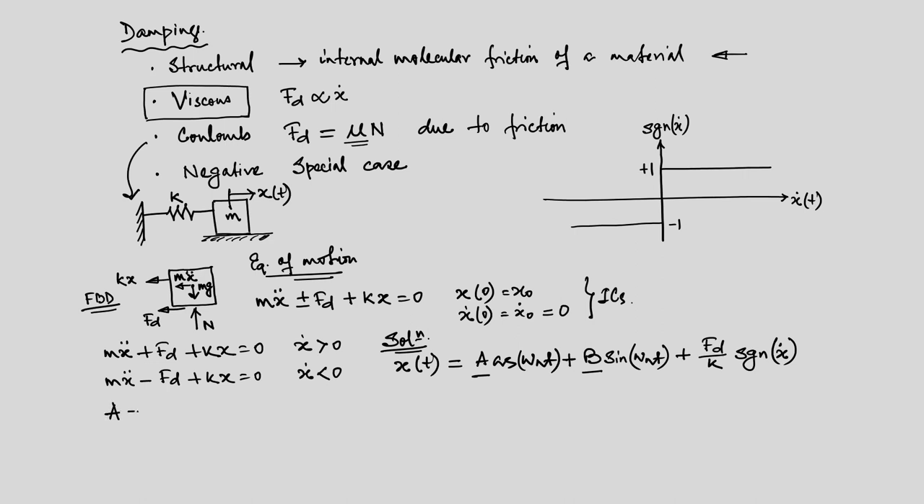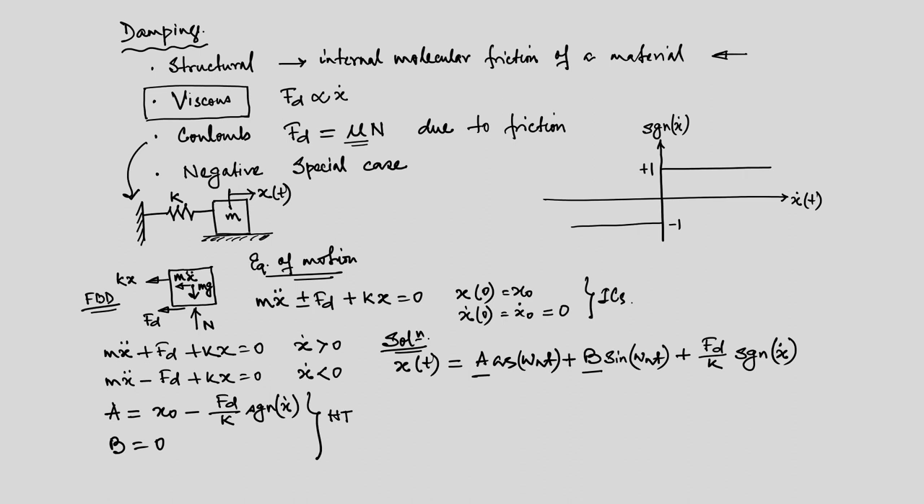If we solve that, you will get A is equal to x naught minus F d by k. So, that is your A, and B you will get 0. This is, I leave it as a home task, you try it at your end. If you have any difficulty, then we can discuss in our open session.